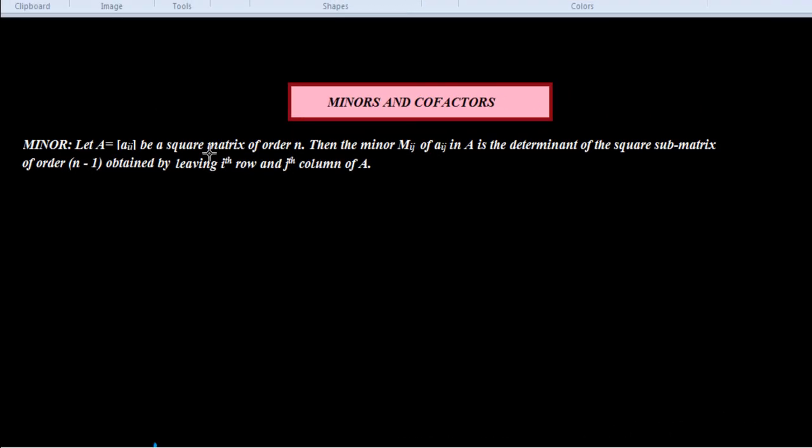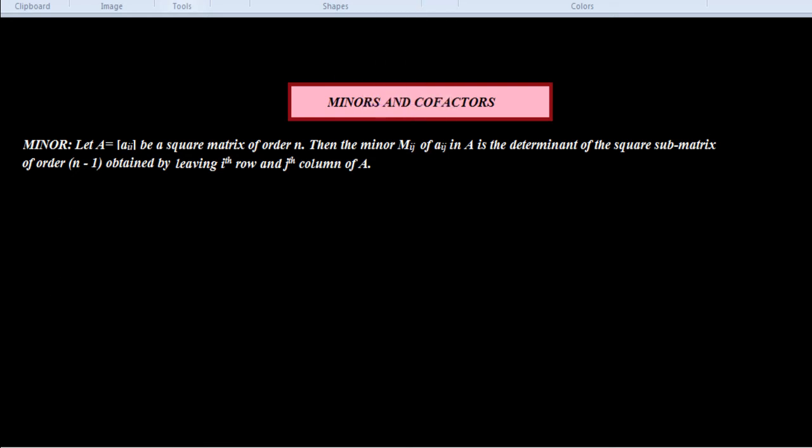Hi friends, in this session we will study the minors and cofactors of a matrix. Here I will tell you about the minor. Let A = [aij] be a square matrix of order n. Then the minor Mij of aij is the determinant of the square submatrix of order n minus 1 obtained by leaving the ith row and jth column of A. Let us take an example.